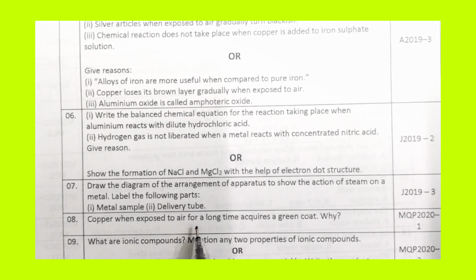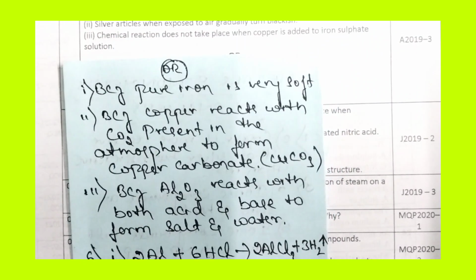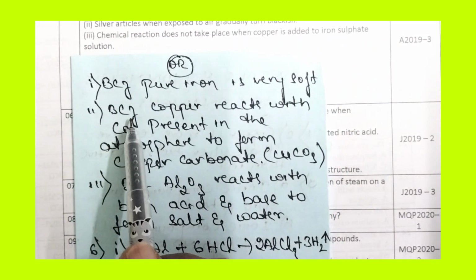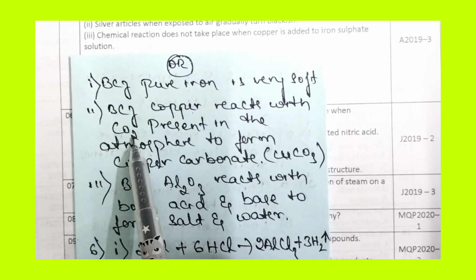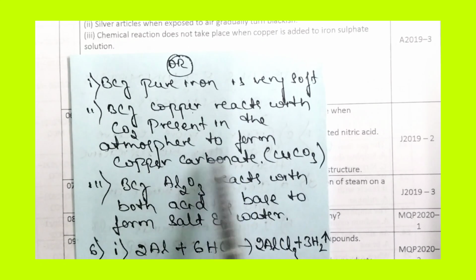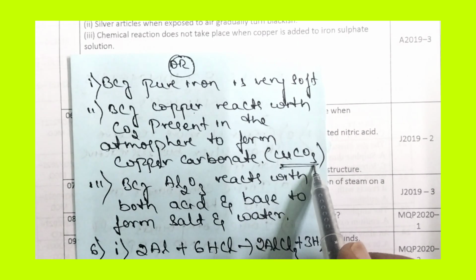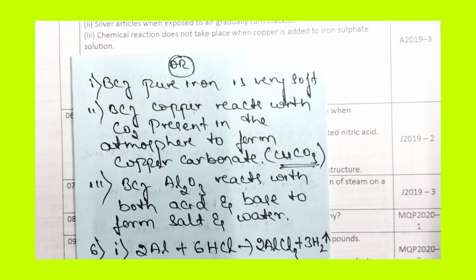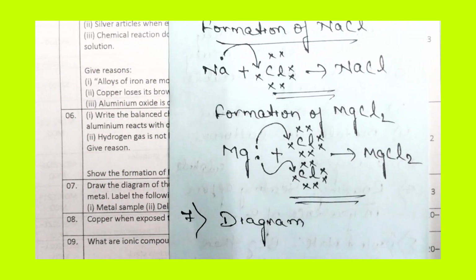Copper when exposed to air for a long time acquires a green coat. Why, he has asked. We have already answered this, and this is the answer you should write. Because copper reacts with carbon dioxide present in the atmosphere to form copper carbonate, and this copper carbonate is a green patch. It forms a green patch on copper. So this is the answer for the 8th question.